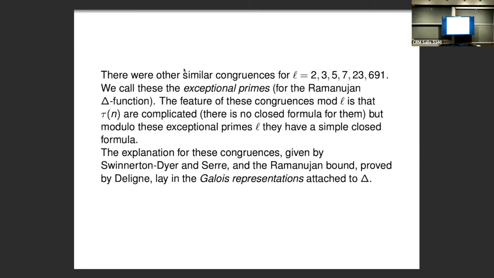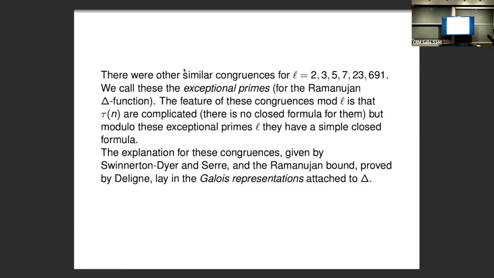And the point about these congruences perhaps is that tau n is quite a complicated function. There's no simple formula for it, but modulo these primes somehow it degenerates, and there's a simple formula for it. And in some sense, one of the things which Serre and Swinnerton-Dyer explained in the 1960s is why there are congruences for such primes and why there are no other congruences. No one ever found congruences for anything except these primes, right?